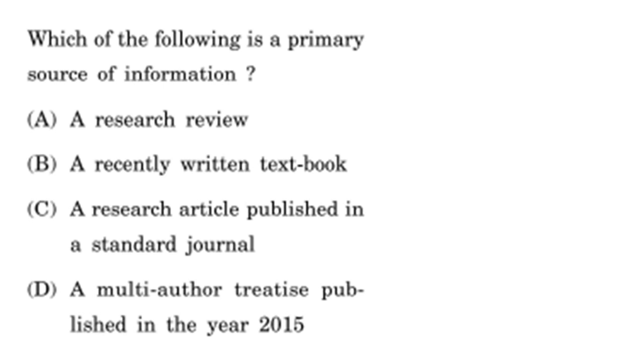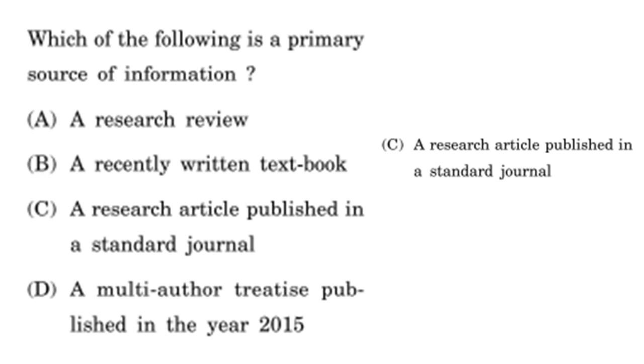So friends, primary information is something which should be primary. Here, if you see the four options, you see A, B and D. A research review is a collection of original research, multiple research papers, and a textbook is also written based on different sources of information. That is not a primary source. And a multi-author treatise is also a collection of multi-author material. But a research article is an original work, meaning a person has performed it. So our answer, the primary source among these four, is option C, that is a research article published in a standard journal. Hope friends you have answered it correctly.